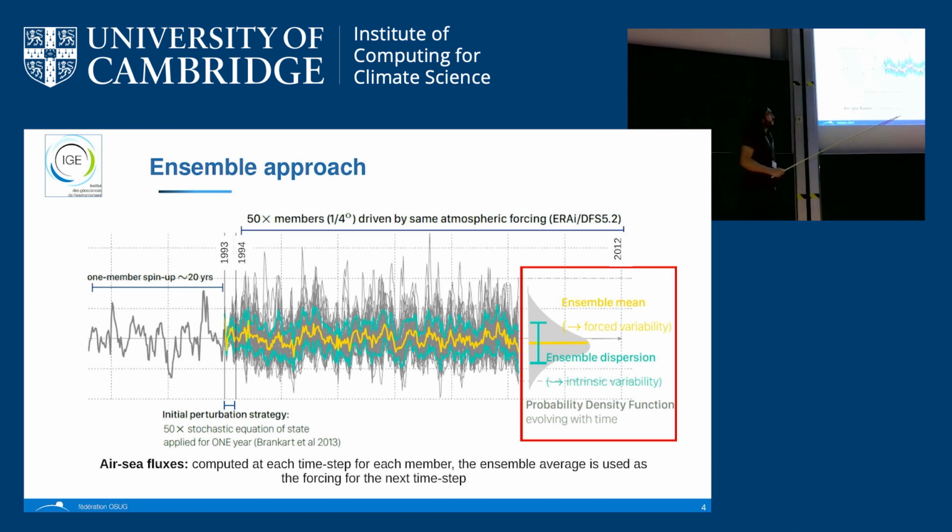A very important point here is, I mentioned that what they have in common, the ensemble mean, we call the forced variability. We can say that because the air-sea fluxes are identical for all the members. So not just the atmosphere, but the fluxes as well. For each time step, you can compute air-sea fluxes for all of the members, and instead of using that to integrate to the next time step, the ensemble average is taken and used as the forcing. So the atmosphere does the same thing to all of the members. That's why we're saying what they have in common is the atmospheric forcing.